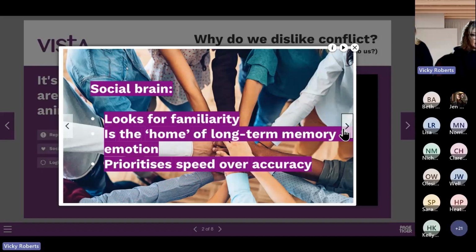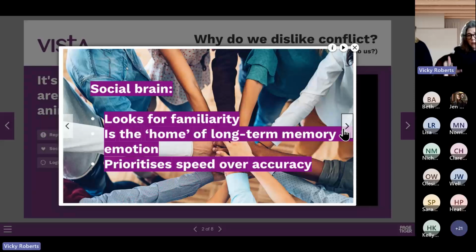Yeah, absolutely. And at the heart of what we're talking about is the part of the brain that controls the majority of what we're doing, because eventually I remember that it's not that painful, and I do calm down eventually. That's our social brain taking over. Our social brain is responsible for long-term memory. It looks for familiarity. It prioritizes speed over accuracy. That's why we overread a typo, for example, or put your keys in the fridge and catch yourself doing something daft.